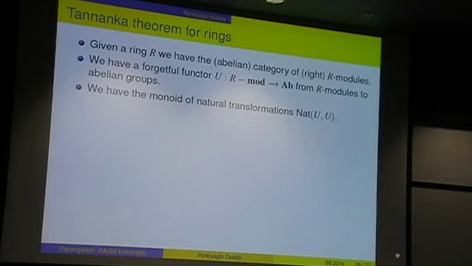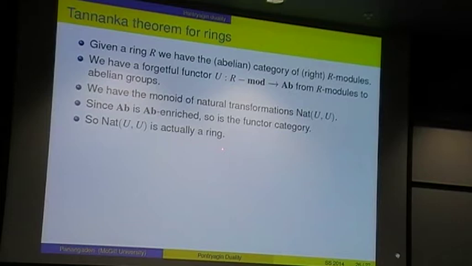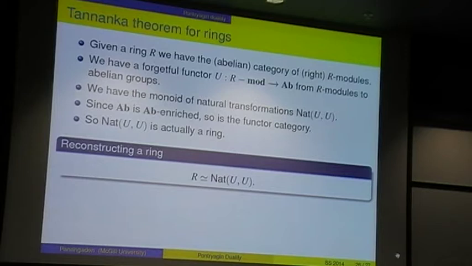This is certainly somewhat too categorical, but I said I'm terrified of categories, so I try not to talk about them. Since abelian groups is Ab-enriched, so is the functor category. Okay? And so, in fact, this thing is itself a ring. And lo and behold, it is isomorphic to the ring you started with. Proving this isomorphism, you can do it the way I did it, which was a couple of pages of childish calculation. Or you can say, well, one's an enriched functor, and the next one is just a plain functor, and you get that more or less right away.